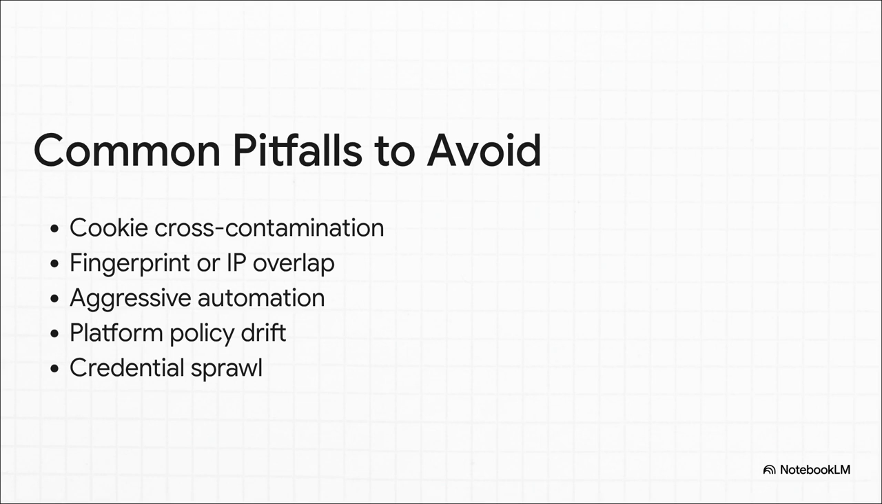First, you've got cookie cross-contamination. That's when data from one client's account just kind of leaks over to another one in your browser. Then there's fingerprint or IP overlap, where platforms see that all your accounts are coming from the exact same device. Huge red flag. Aggressive automation makes you look like a bot. Policy drift is when the rules change without you noticing. And credential sprawl, that shared password spreadsheet, that's just a total security nightmare. Any one of these is a problem, put them together, and you're asking for a ban.